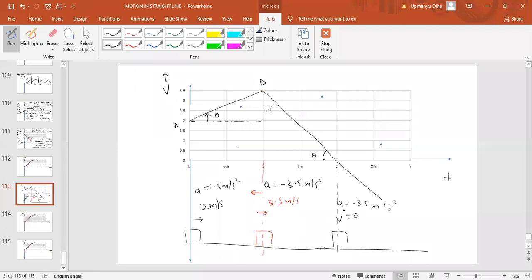Okay, fine. Understand? Now what will happen? Now the particle will move in the negative side. So the particle will turn back at point 2 and will go in the negative side with increasing velocity. I hope you understand this graph. Slope is negative means acceleration will be negative.